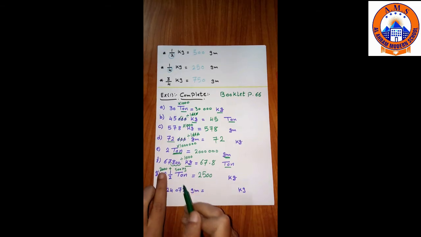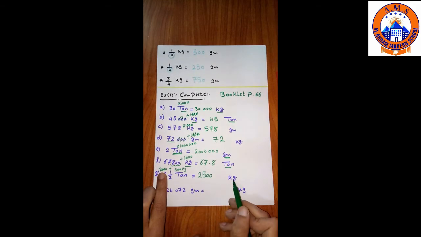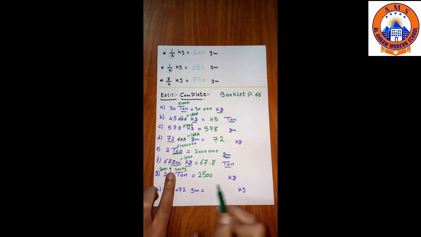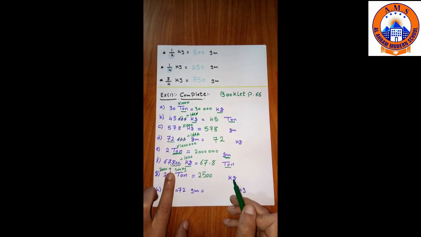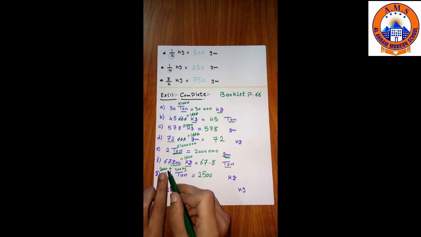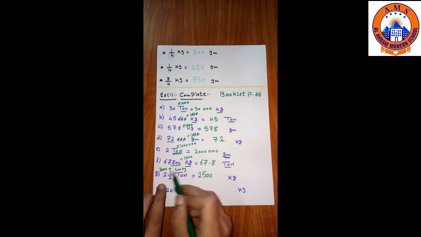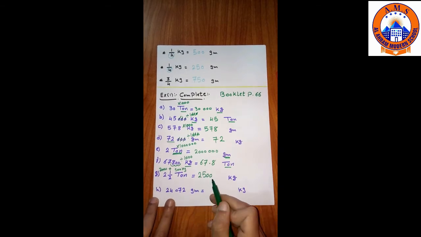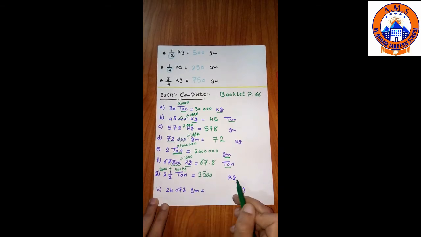So again, I will explain it again. You know that only a half of a ton equal 500 kilograms, and 2 tons equal multiplying by 1000, so it's equal to 2000 kilogram. So you have 2000 kilogram and 500 kilogram. I will add them together. 2000 plus 500 equal to 2500 kilogram.